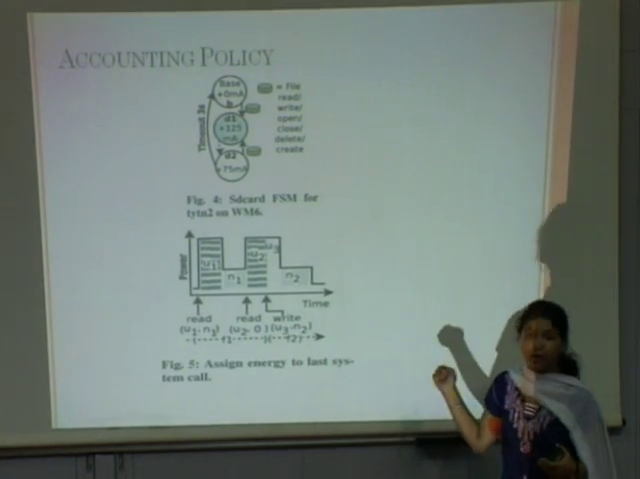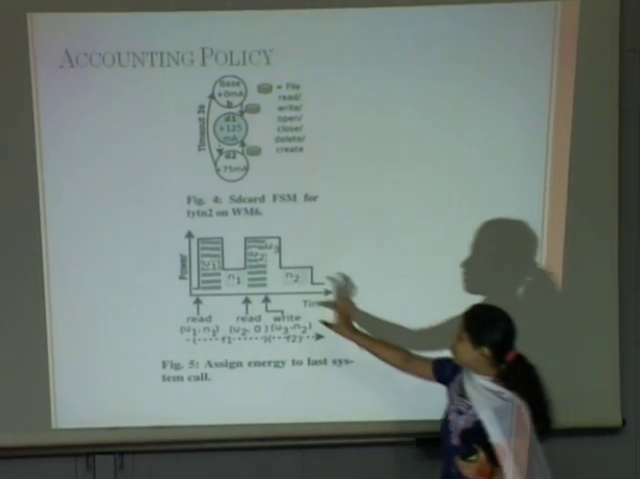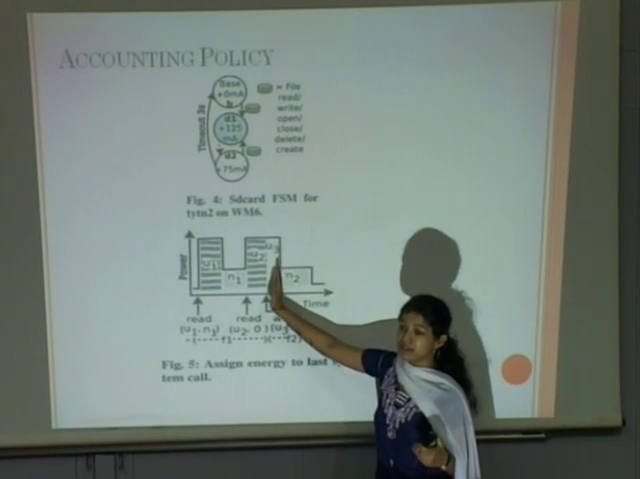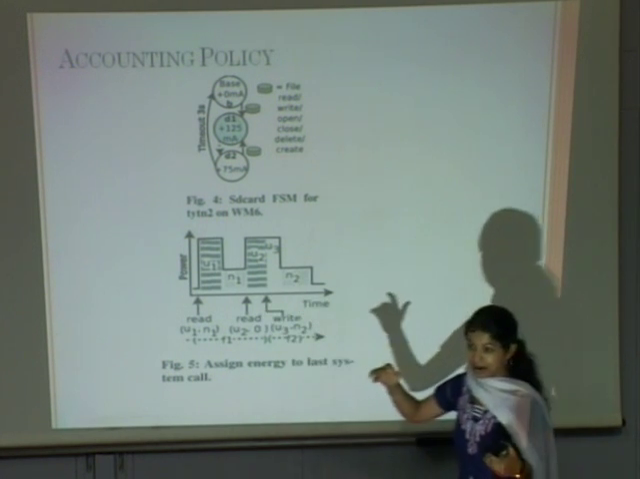So by using the last trigger policy, the tail energy corresponds to the last entity which is using the component. So from the back side we start.